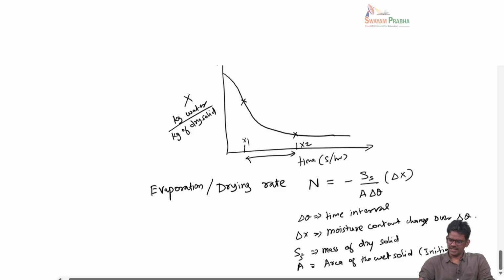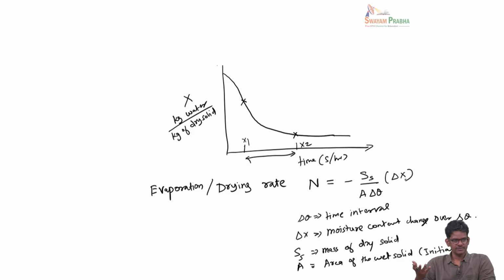So you can see this S times delta x. What is that? What is S times delta x here? How much amount of water? What happened to water? Evaporate. So this basically tells you S times delta x tells you the total mass of water that got evaporated over a period of time delta t.